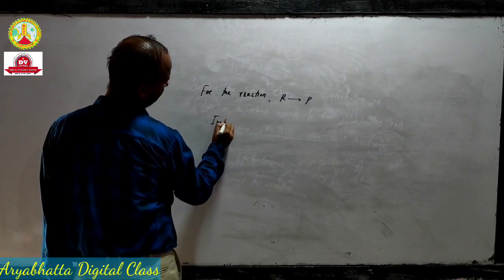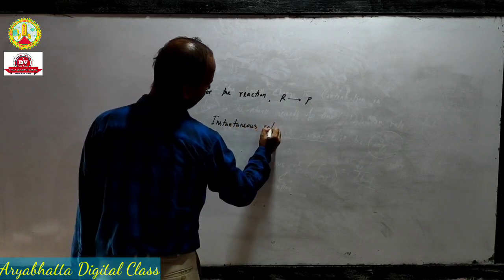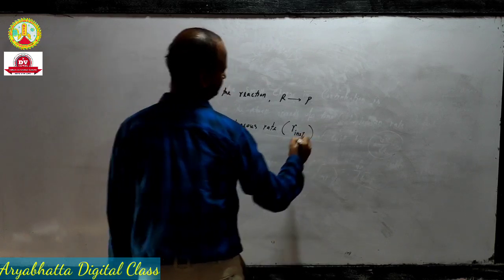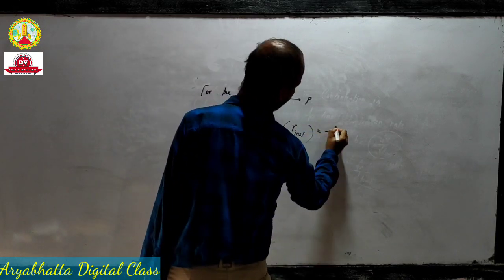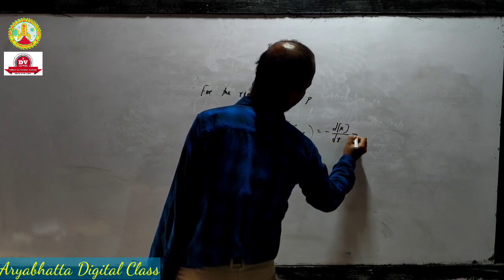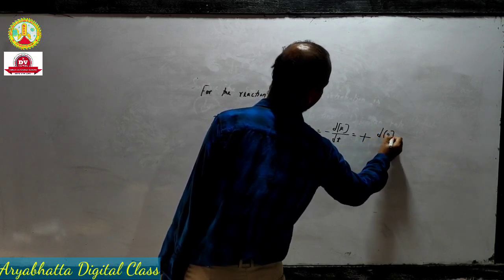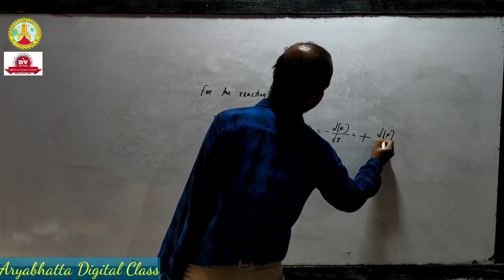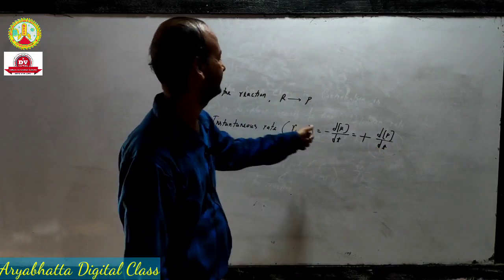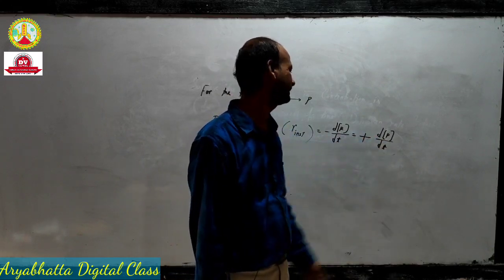The instantaneous rate for the reactant will be minus dR by dt, and for the product it will be plus dP by dt. For this reaction, the instantaneous rate can be written like this: minus dR by dt equals plus dP by dt. Minus means the reactant is here and plus means the product is here.